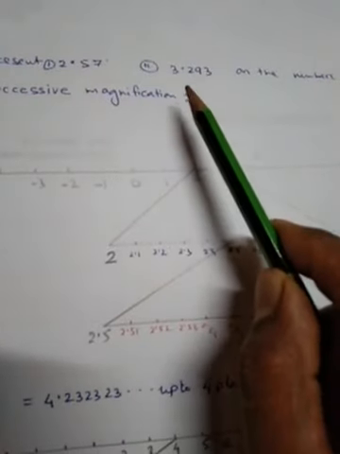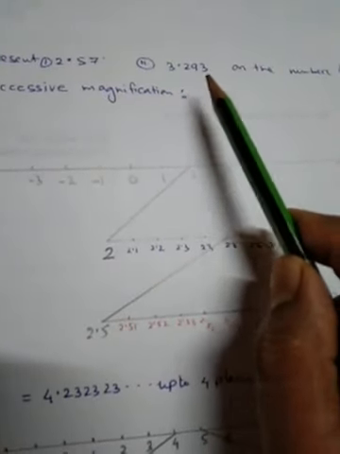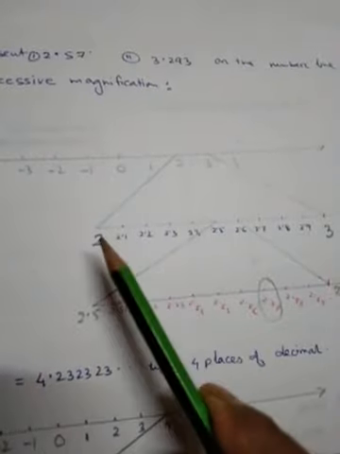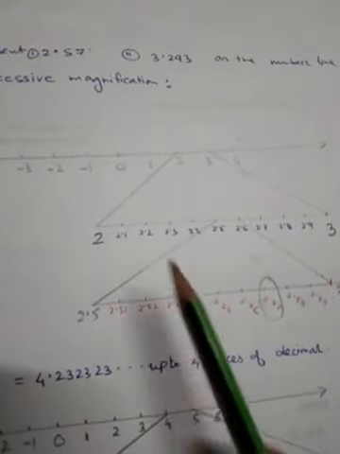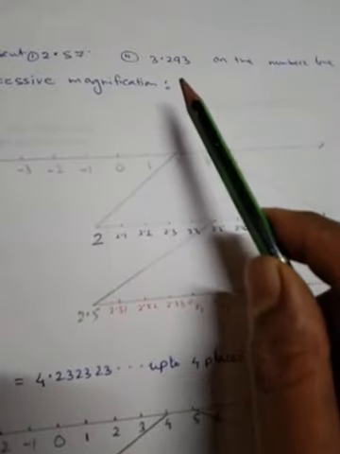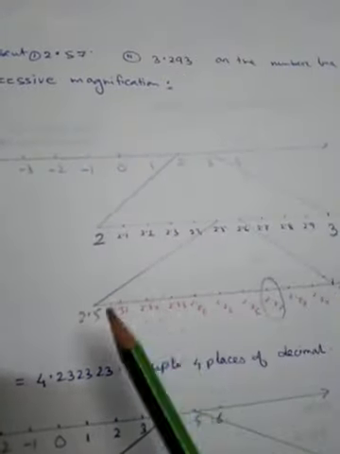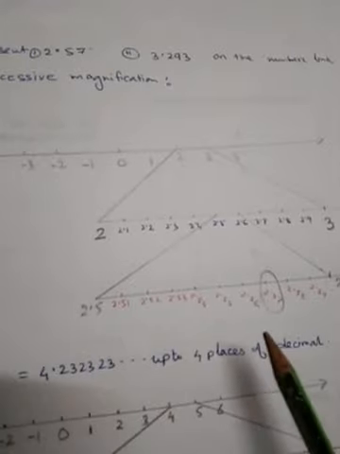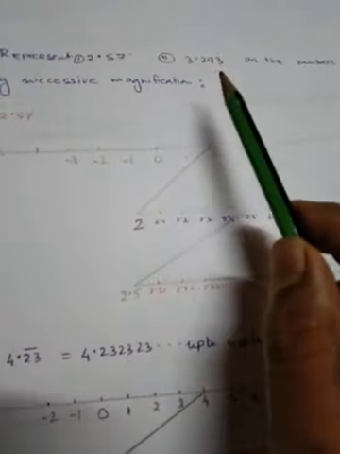The next example is of 3 places of decimal. Here we have to repeat this step once again. First we do it for 3.2, then the next step will be 3.29, and one more step we have to expand. This you will do yourself.